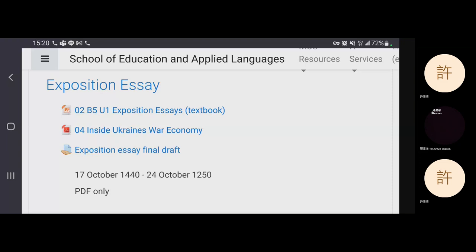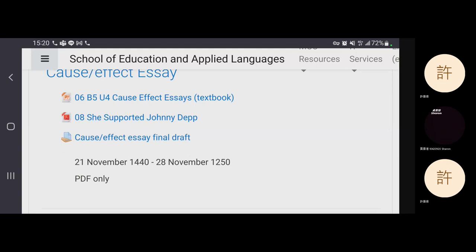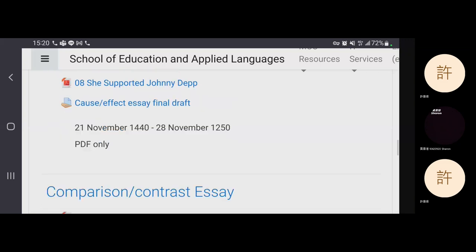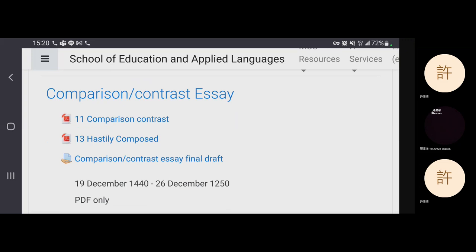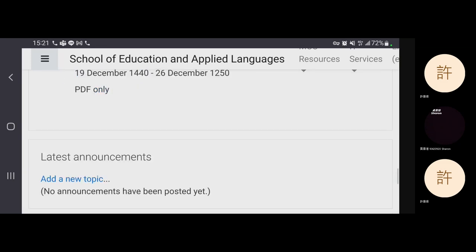So that's the first unit, exposition. Second unit, cause effect. Again, textbook PowerPoint, PDF example essay, submission space. Third unit, comparison contrast. This looks a little different because the first file is taken from a different textbook. We've been teaching this course this way for a number of years, so I'm not sure who first made the decision, but this textbook does not have a comparison contrast unit. So we took the unit from a different textbook, and we will be talking about that on that week. Then the second file, again, example essay, and then you have the submission space. And that's it.